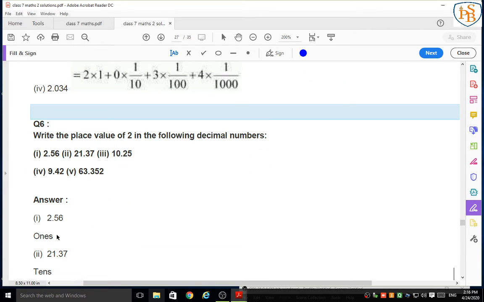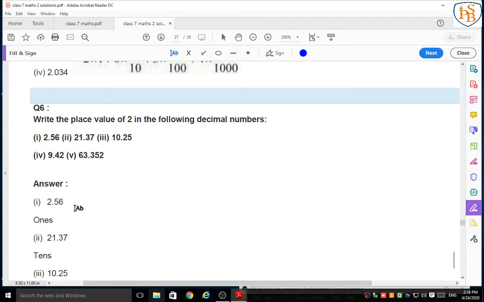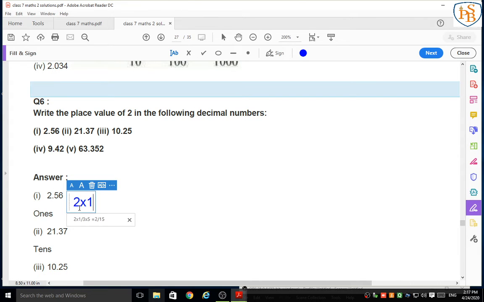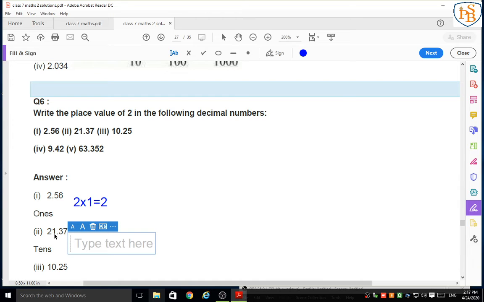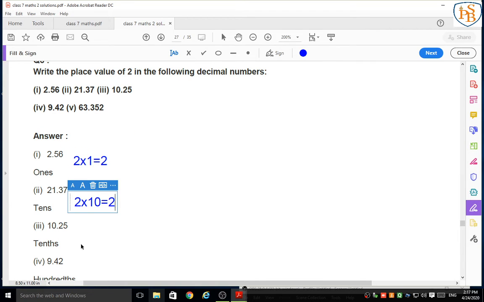Okay, now the sixth question: write the place value of 2 in the following decimal numbers. Look here, you have to write the place value. In 2.56, the 2 is at the 1's place. So what will be the value? 2 into 1, that is 2. So 2 is the value. Now in 21.37, 2 is at the 10's place, so 2 into 10, so its value is 20.